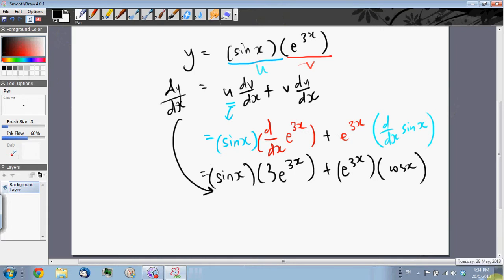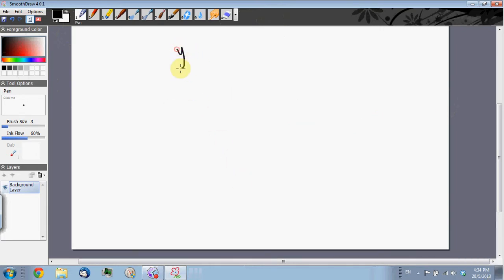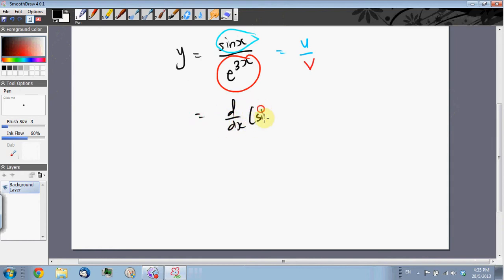Next we will do the quotient rule, where you have y equals maybe sine x divided by e to the power of 3x. You can write it in the u over v form, so u is sine x and v is e to the power of 3x. Similarly, you cannot do d/dx of sine x over d/dx of e to the power of 3x. It's not the same. Your dy/dx cannot be done like that. It's wrong.